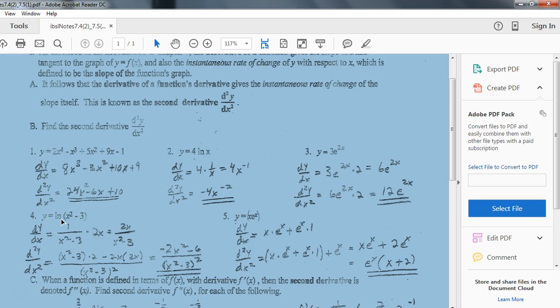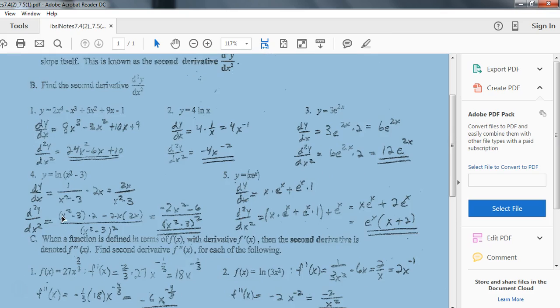Another case of chain rule right here for number 4. So remember, the derivative of the natural log of anything is just 1 over that term. But in this case, this is an interior function right here, and so I also need to multiply by the derivative of this interior function, which would be 2x, based on that term right there. So we did 1 over the outer function times the derivative of the interior function to get this look here.